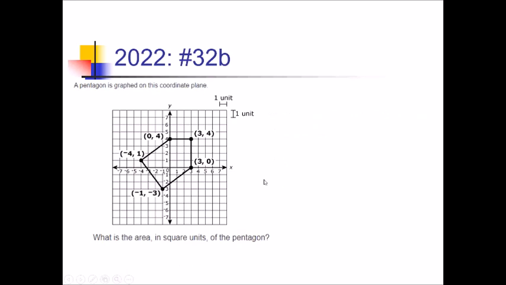For this second part of the problem, we want to find the area in square units of the pentagon. Because there isn't really a hard and fast pentagon area formula, we're actually going to have to chop this into shapes that we already know how to find the area of. So let me start by finding the different sides of this pentagon again, or at least labeling them, and that'll give me a starting point.